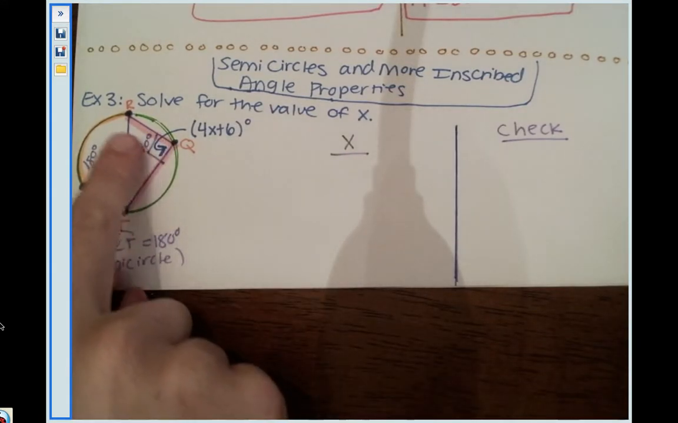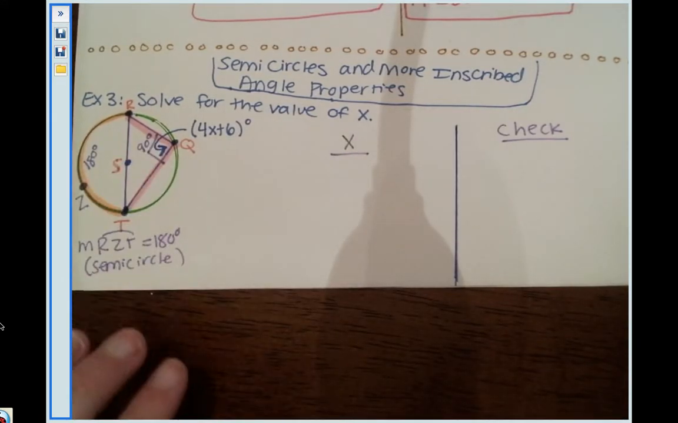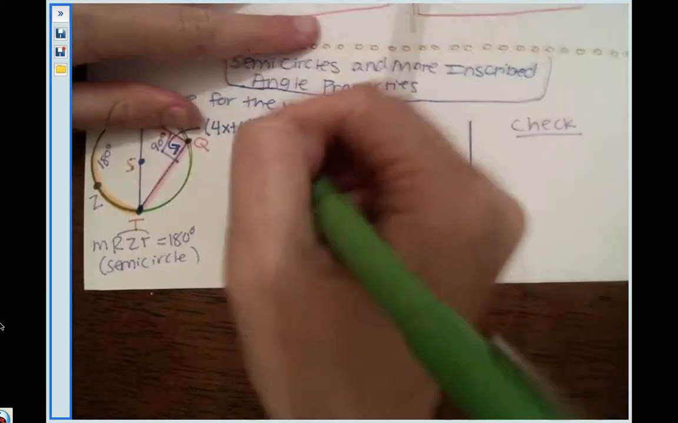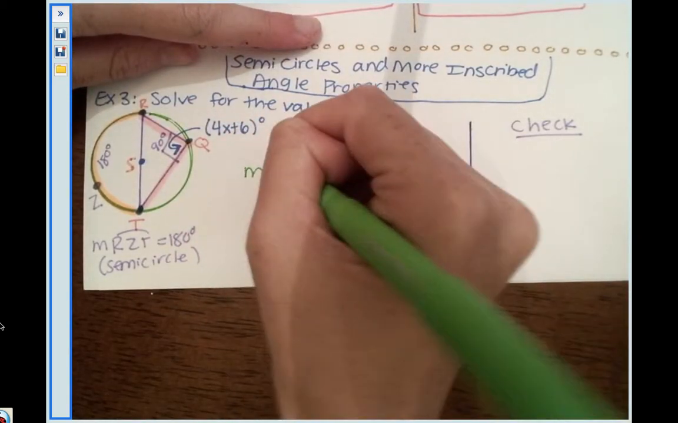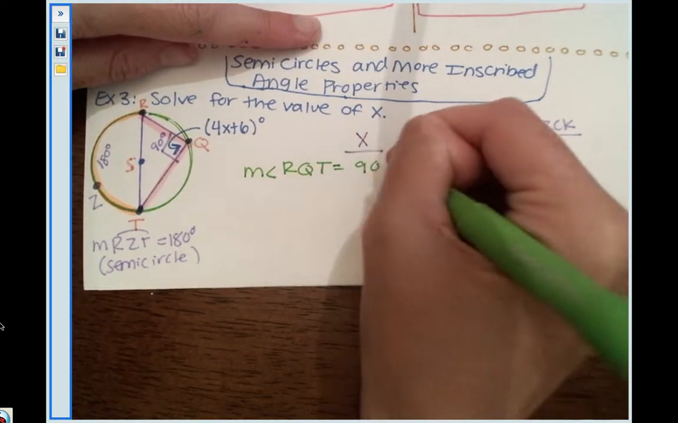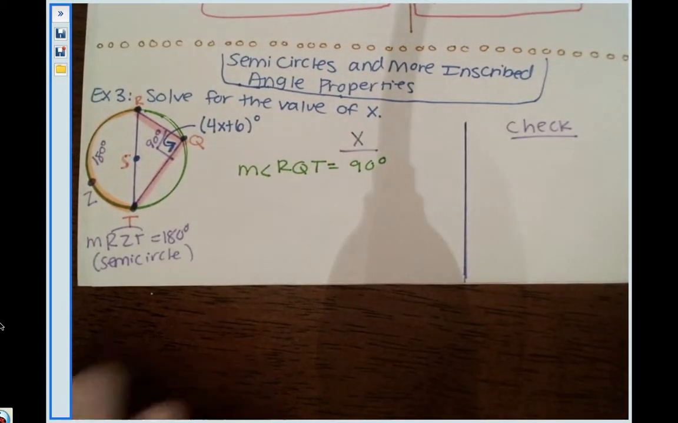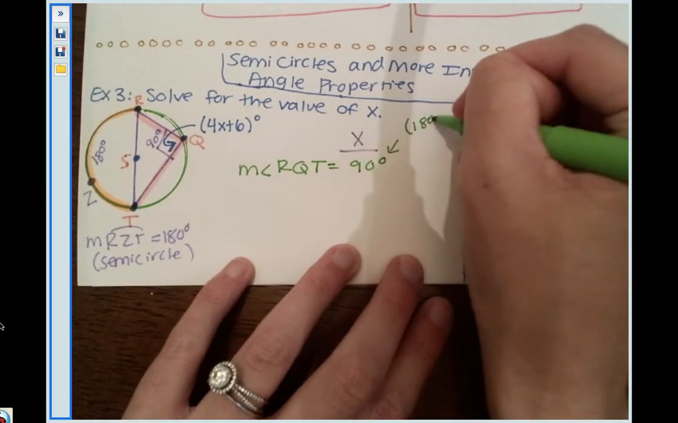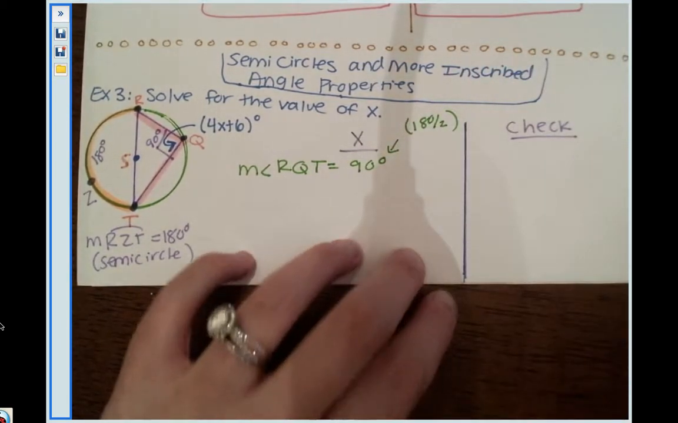So I know the measure of angle RQT should now equal 90 degrees. So the measure of angle RQT equals 90 degrees. And we got that by doing 180 over 2 because it was half of the semicircle.